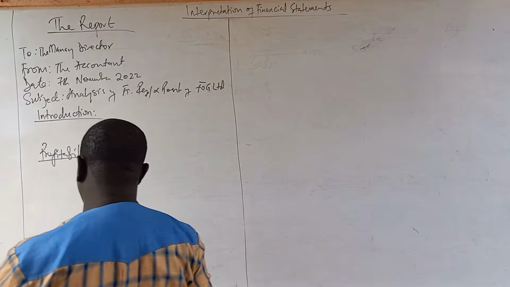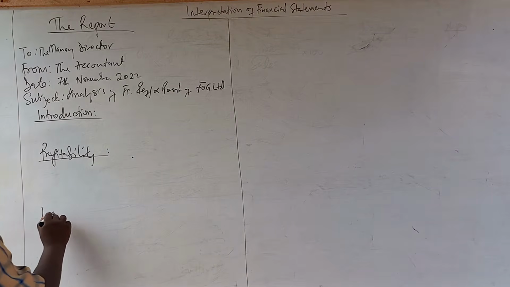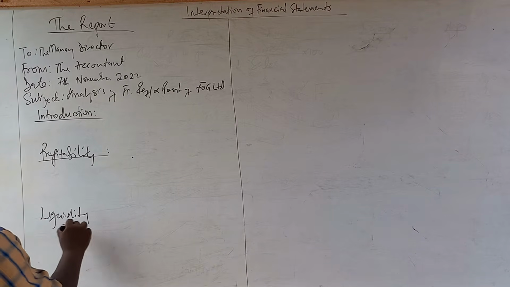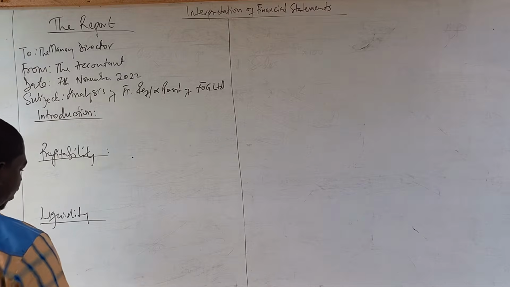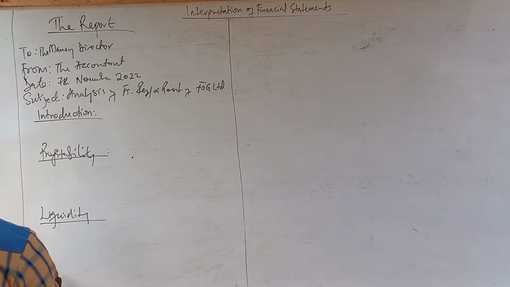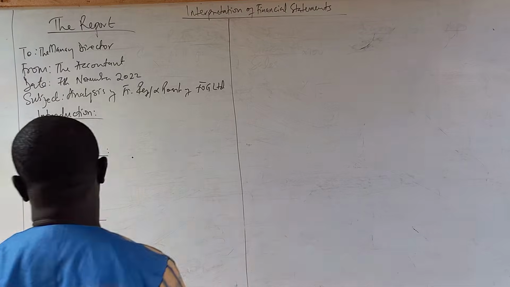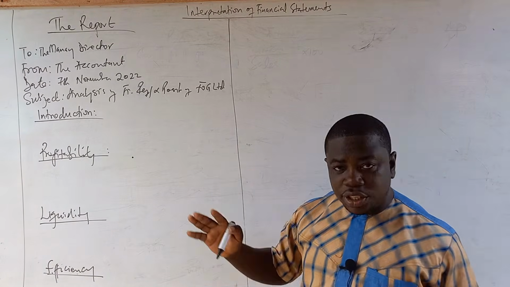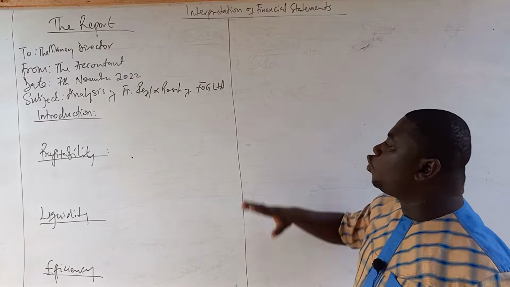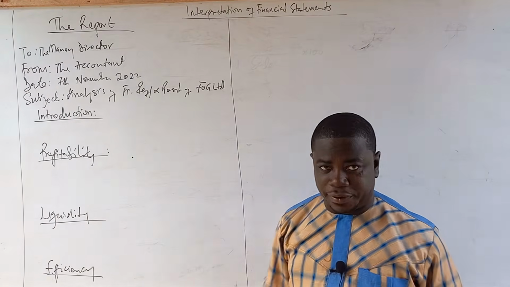So you talk about profitability. After profitability, you talk about liquidity and the rest. Now, after liquidity, you talk about efficiency. Now, in all this, listen to what I'm going to tell you. I'm going to give you things you should mention under each of them.